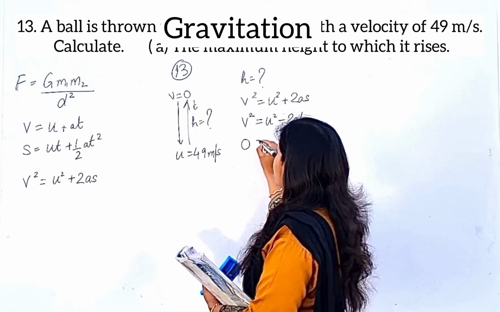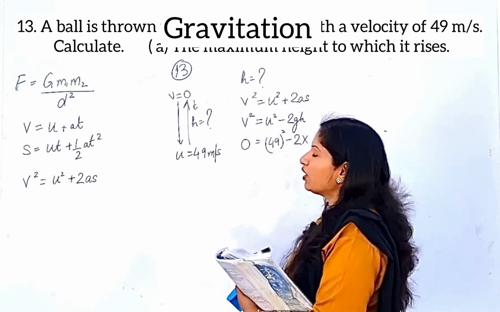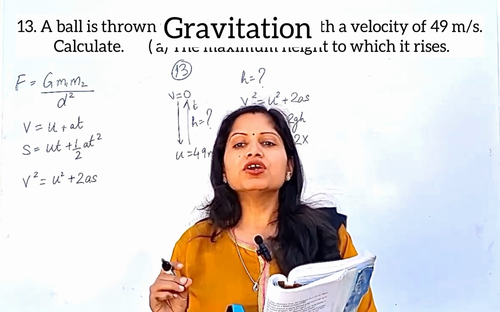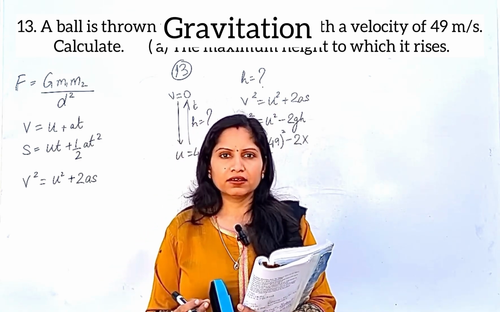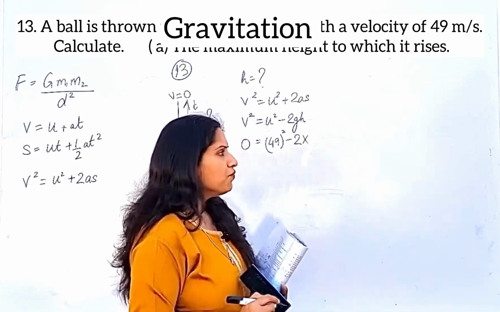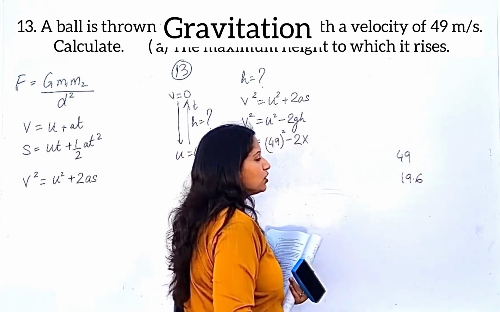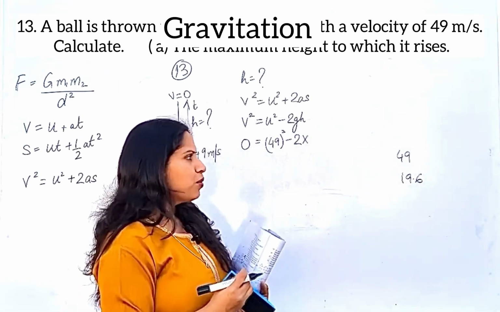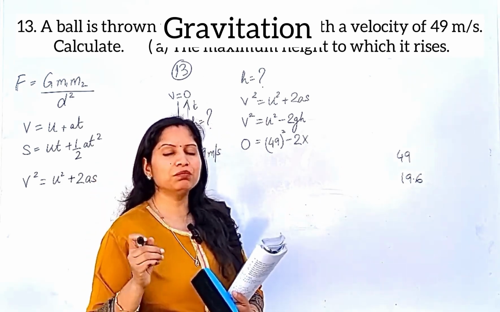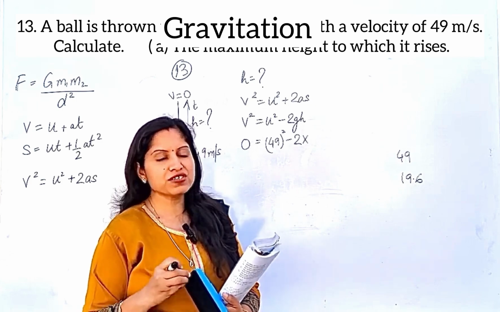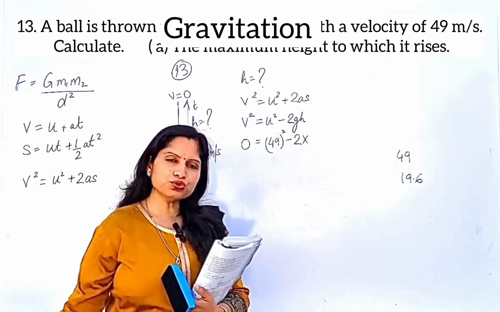Now putting the values, v is 0, initial velocity was 49 squared minus 2 into. Now what to take as the acceleration due to gravity? Whenever it's not mentioned in the question, you can take the value of small g as 10 or 9.8. Both are correct. But in this question, remember two things. Whenever such values are there like 49 or 19.6 or 196, then remember to take the value of small g as 9.8. That will make your calculations very easy, because 49 is half of 98 and 196 is 2 times 98.